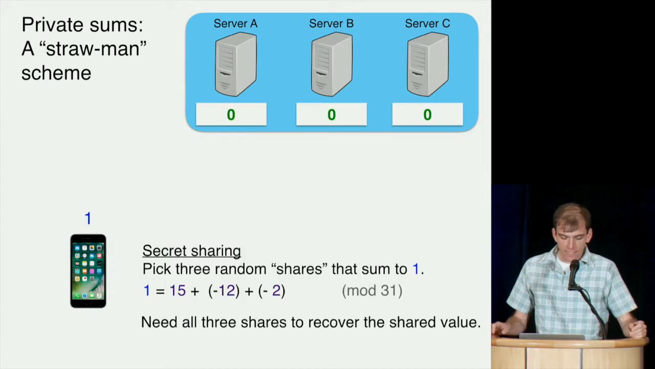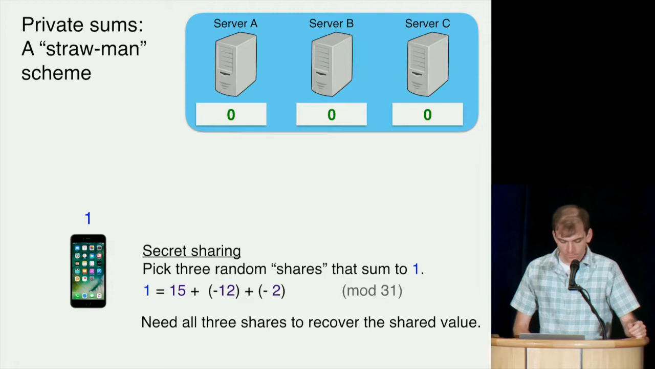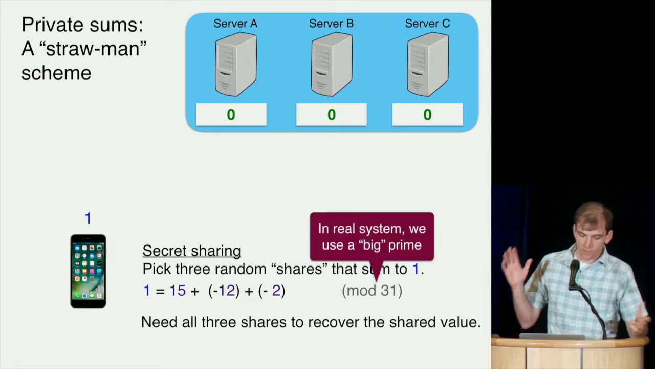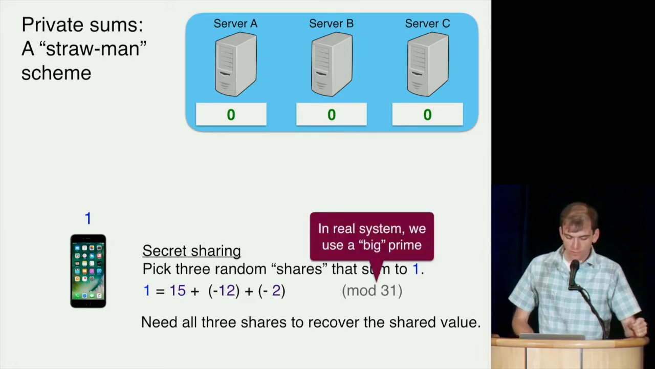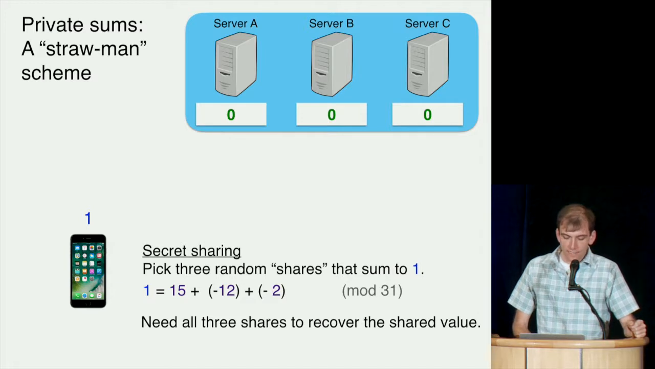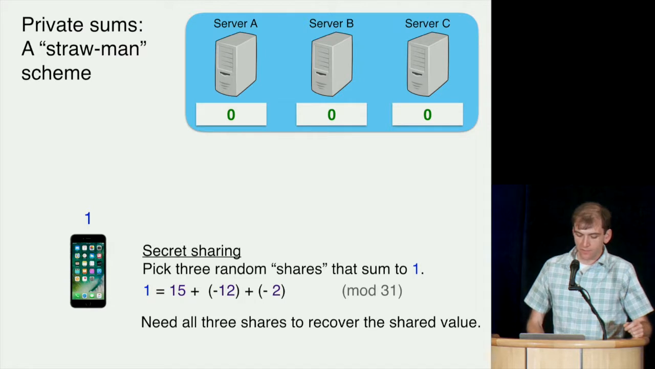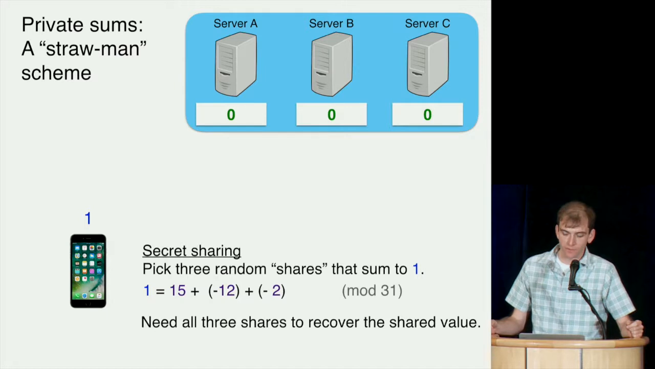So when the client comes online, it has its private data value, and I'll say the client's private data value here is 1. And what it does is it splits its value into pieces using a cryptographic secret sharing scheme. The idea there is you pick 3 random numbers that sum to 1 modulo some prime. In the real system, we use a big prime, but just to keep things simple, I'll use a small prime. The idea behind a secret sharing scheme is that you really need all of the shares to recover the value that's being shared. So if you only see 2 of these shares, you have no idea what the client's private value is.